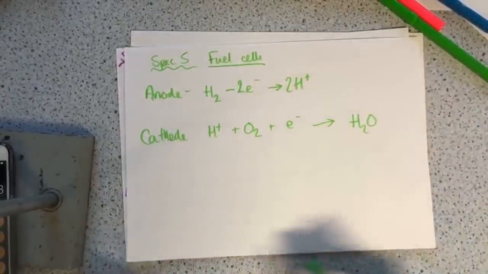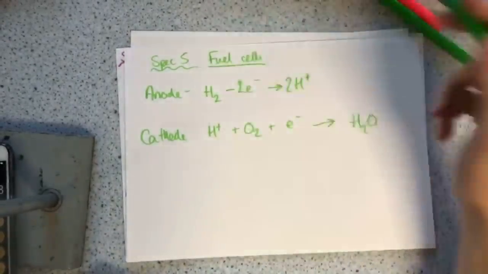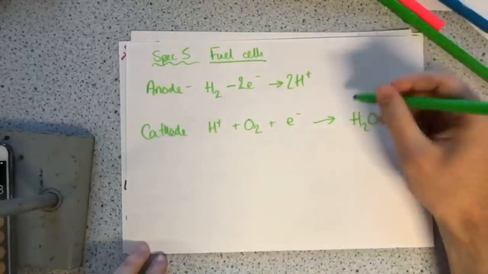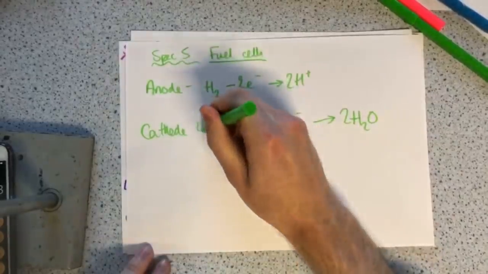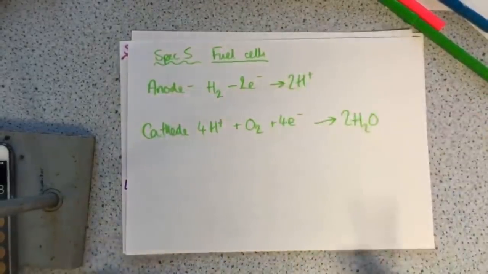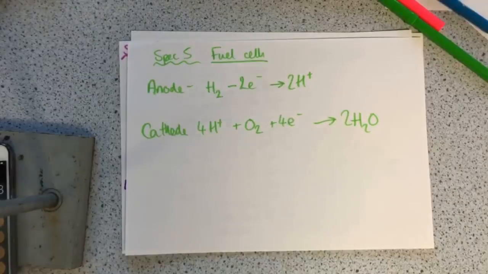Now you notice that's not particularly balanced, so what we need to do is balance our oxygen, so we stick a 2 there, which now balances that up, but we've now got 4 hydrogen, so we go back and stick 4s in front of those, and that is your fuel cell's half equations.